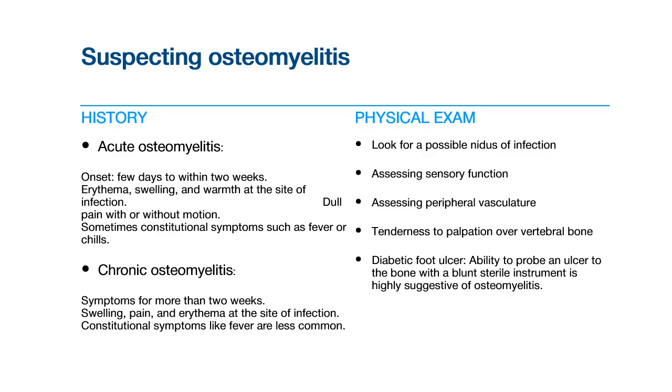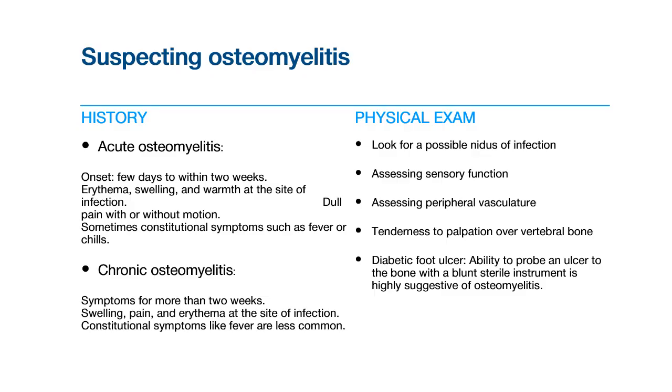Moving to the physical exam, we have to look for a possible nidus of infection. We have to assess the sensory function, especially in patients with diabetes, and assess the peripheral vasculature, again in diabetes or other diseases that will cause a problem with the vascular supply, mainly to the lower extremities. And by palpation of the spine, or palpation of bones, we can look for tenderness.